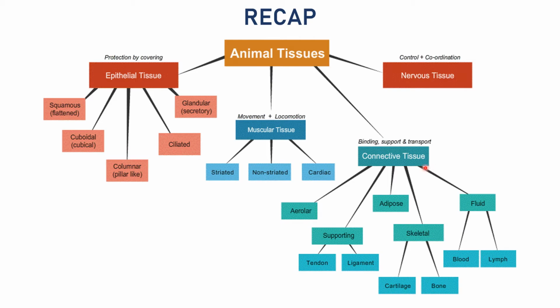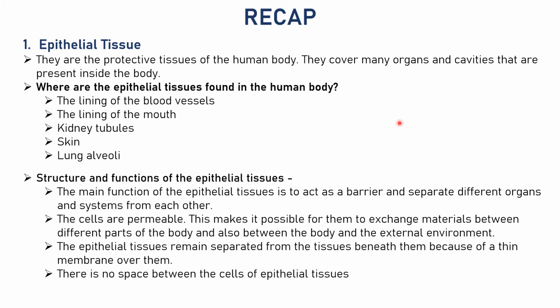So in the connective tissue we have fluid tissue, that is blood and lymph, right? Then we have the skeletal connective tissue. In that we are going to learn about cartilage and bone, right? Then there are supporting connective tissues, tendon and ligament. Then adipose and areolar, right? So these are the connective tissues that we are going to do today. So let's start. Okay, now here is the recap of what we did before, right?